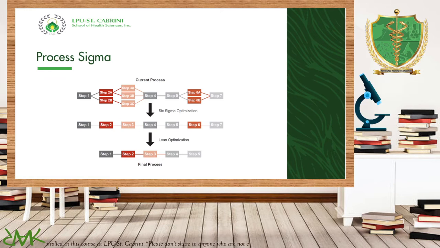Usually, this problem occurs in government. If you are getting your license, for example at the LTO, before you get your license from the LTO, it takes several processes. That's why it takes a whole day for you to get your license to drive. Instead of making it simple, you have a lot of processes that might be reduced. Six Sigma optimization, from this problematic process down to a simple one.